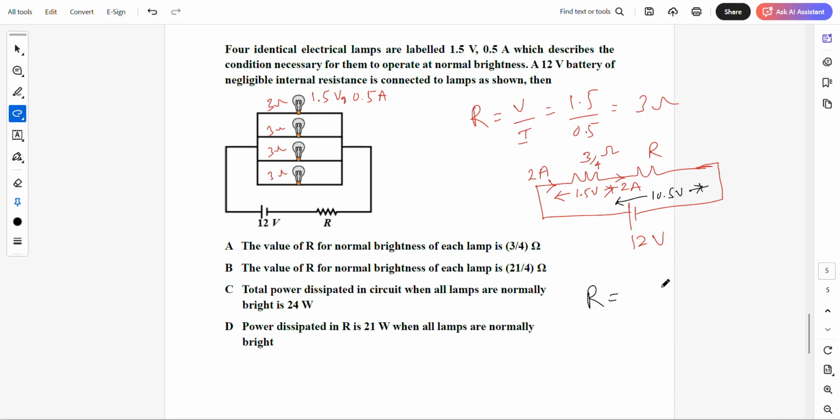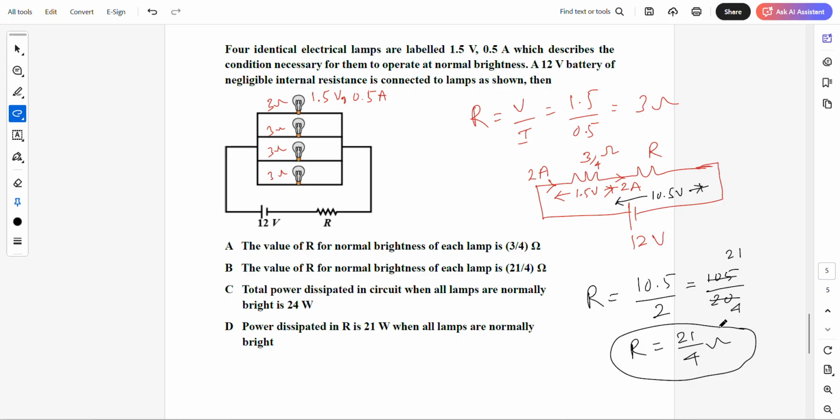R is equal to V by I, that is 10.5 by 2. That can be written as 105 by 20. 4 5s are 20 and 2 5s are 10, so 21 by 4. R is equal to 21 by 4 ohm. Now, the value of R for normal brightness of each lamp is 3 by 4? No, this is wrong. The value of R for normal brightness of each lamp is 21 by 4 ohm.